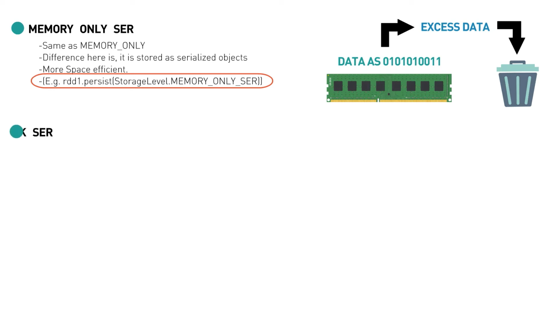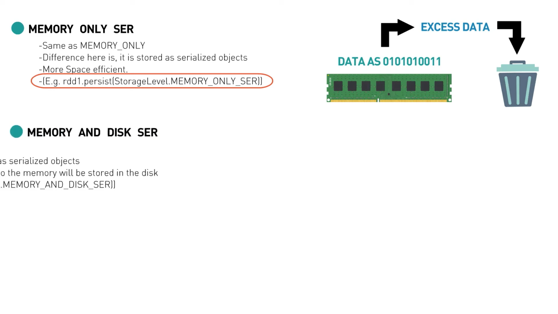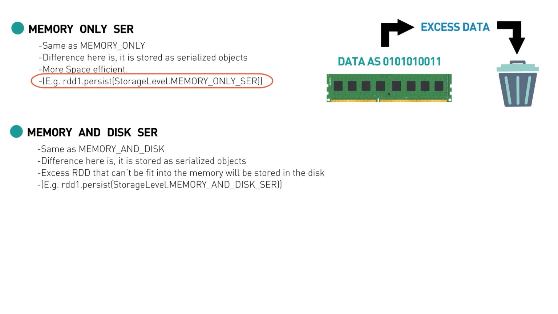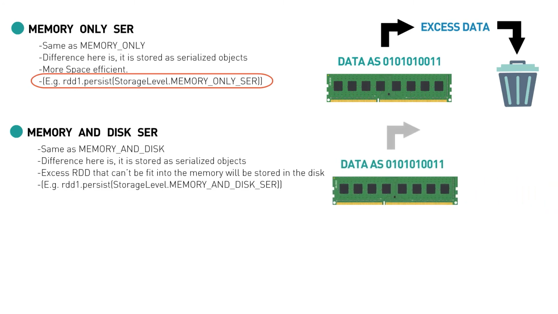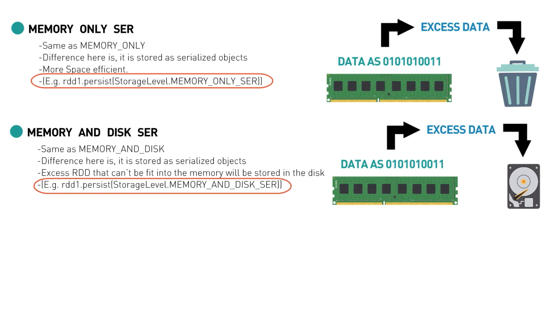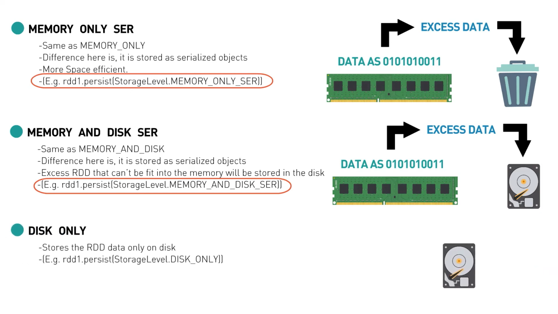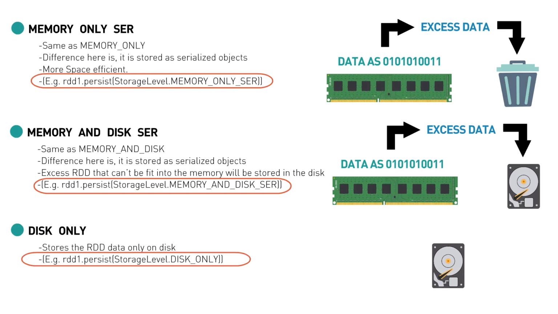4. Memory and disk SER. This is very much like the memory and disk option. It can be stored in memory and disk, but as serialized objects. The data that doesn't fit into memory is spilled onto the disk. 5. Disk only. Stores the RDD data only on disk. For example, rdd.persist(StorageLevel.DISK_ONLY).